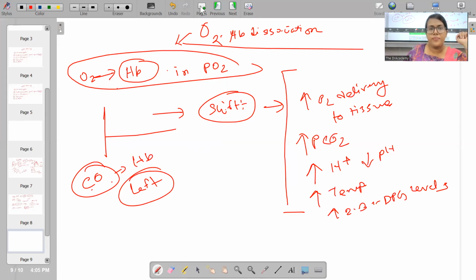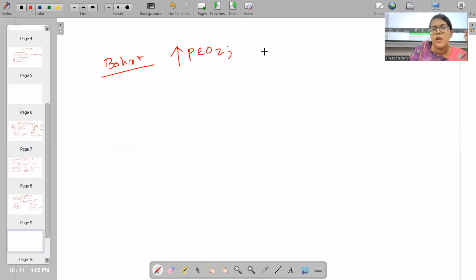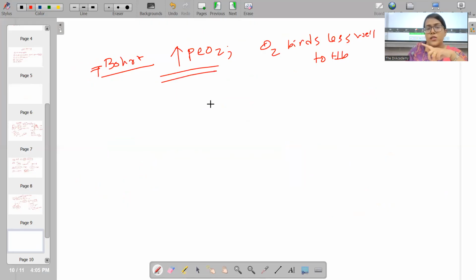At the same time, I think I haven't already mentioned the Bohr effect and the Haldane effect. Sometimes for true-false statements, these types of effects might come up. So the Bohr effect basically means when there is increased partial pressure of carbon dioxide, oxygen binds less well to hemoglobin. This is known as the Bohr effect. So the Bohr effect will cause the oxyhemoglobin dissociation curve to shift to the right.